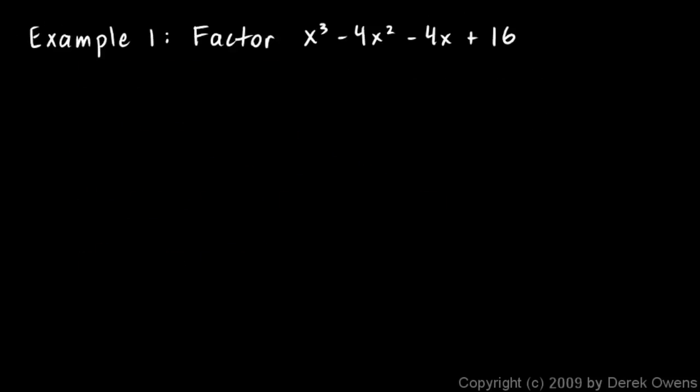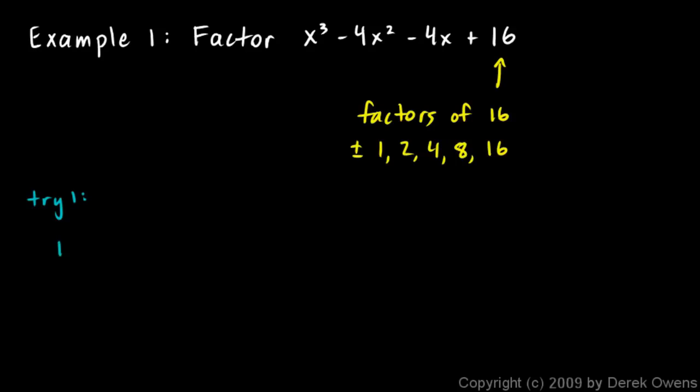Okay, so here's an example. Suppose we're told to factor x cubed minus 4x squared minus 4x plus 16. Well, factors of 16 are going to be a good place to start looking for zeros. So factors of 16, those are going to possibly be zeros of this polynomial. So what are the factors of 16? Well, they could be positive or negative 1, 2, 4, 8, and 16. So let's try those. We'll start off, we'll try 1.